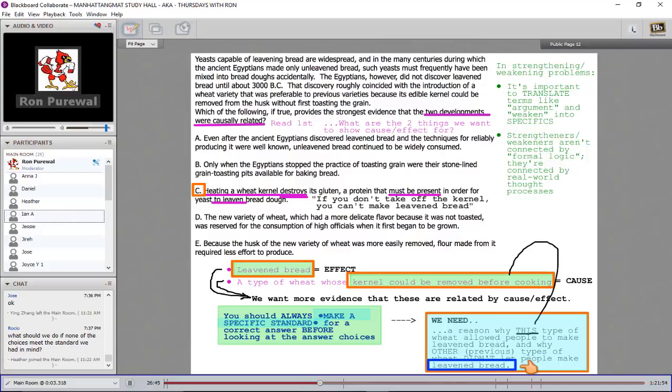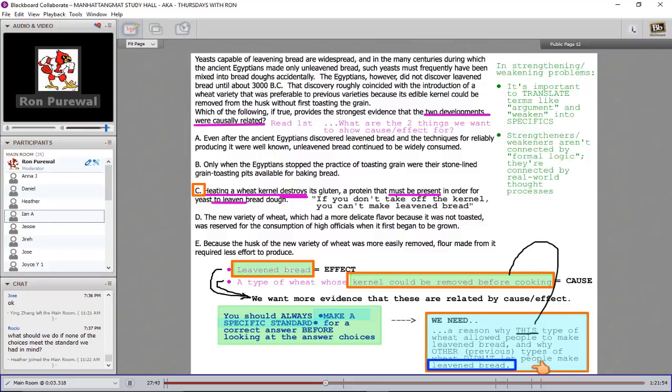The question in the chat box: if you have a standard that doesn't fit any of the choices, then in a worst case scenario, you'll have to guess, because that means there's some understanding that needs to be there that isn't. If you can revise your standard or your understanding, you should do it. If not, then that's just going to be a problem where you guess. But the bigger problem that people have is that they don't make a standard, and then they just read the choices and let the choices take them for a ride. That's the real problem. Because B is immediately irrelevant. When you see choice B, you should think, okay, this has nothing to do with leavened bread. So it's gone.